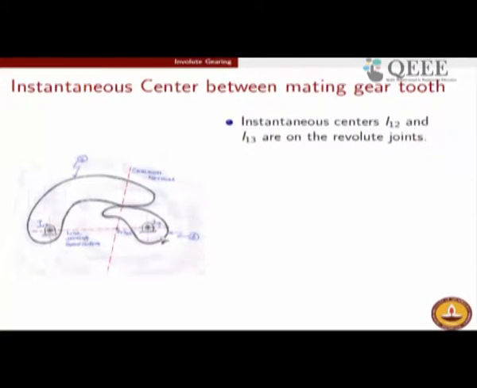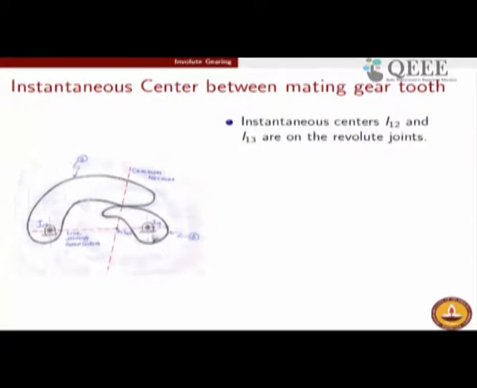As we know, the two gears are rotating with respect to the frame, and the connection between each of the gears and the frame is through a revolute joint. This revolute joint is the instantaneous center between the frame and the gear. As I said, the gears will be denoted by 2 and 3, and 1 is the reference for the frame. Therefore, the instantaneous center of gear 2 with respect to the frame, denoted I12, is the revolute joint which connects the gear to the frame, and that is what is shown here, I12.